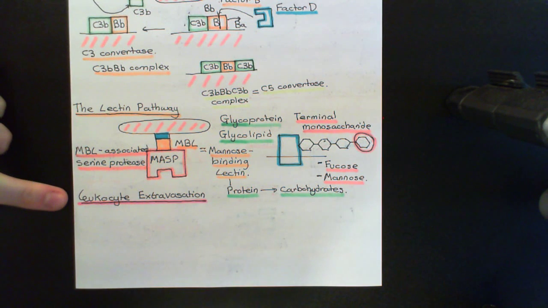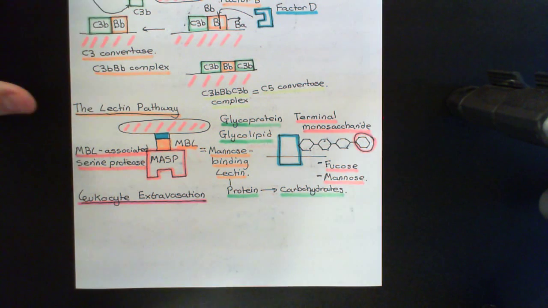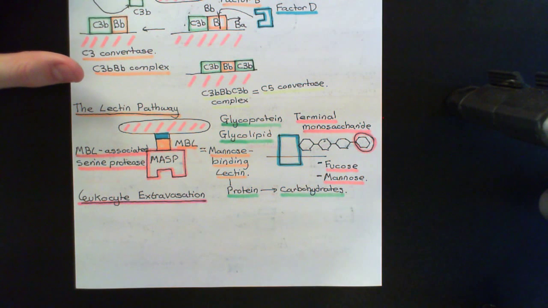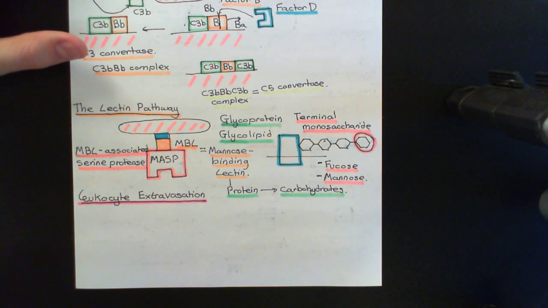Remember, leukocyte is just a word for white blood cells. It's just the fancy way of saying white blood cells, like erythrocyte is the fancy way of saying red blood cells. Some people will spell it with a C rather than a K. It doesn't matter.